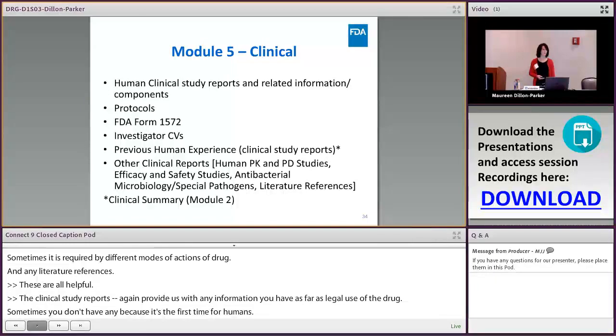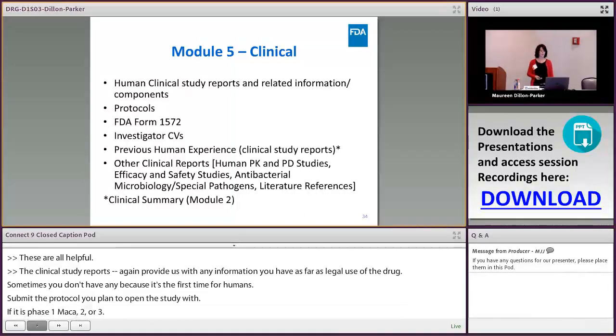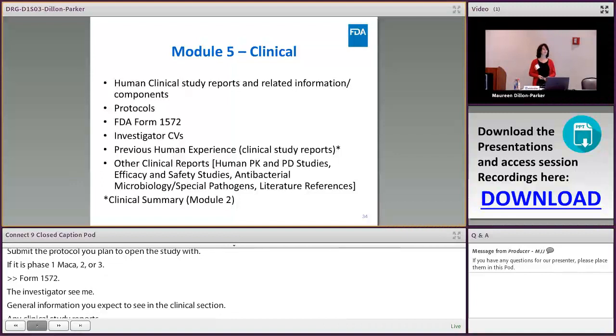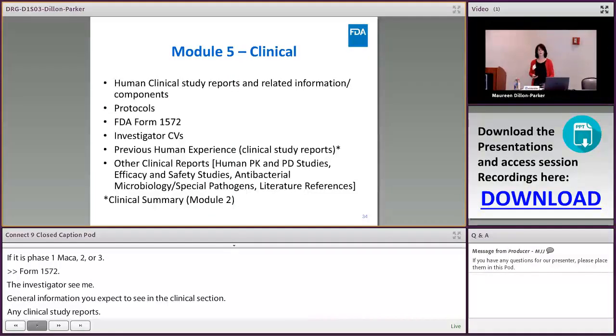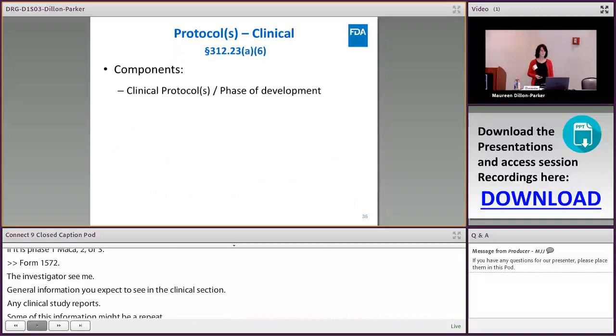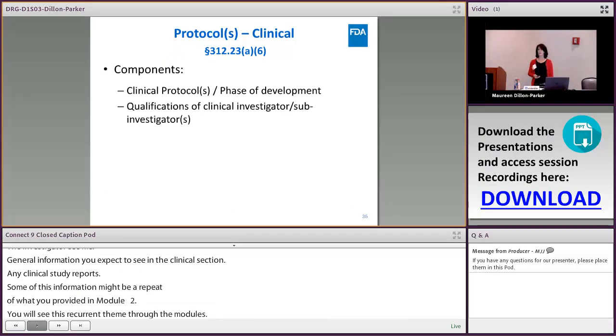The Form 1572 we'll talk a little bit about, investigator CVs, general information that you'll expect to see in the clinical section, any clinical study reports, and some of this information might be a little bit of a repeat of what you provided in Module 2. So again, you'll see that current theme all the way through these different modules. So your components of your clinical protocol would be your phase of development.